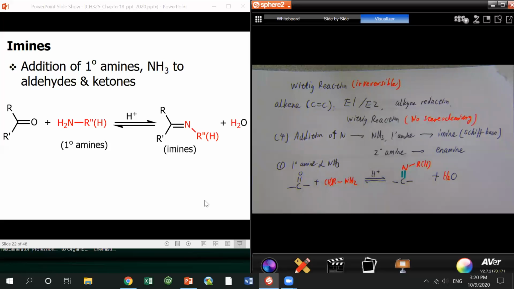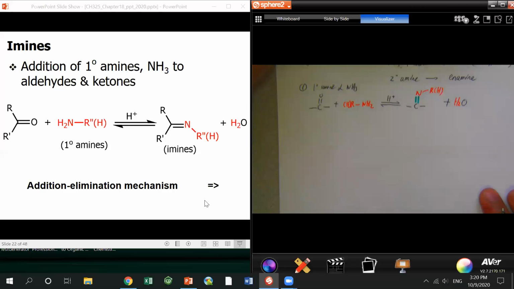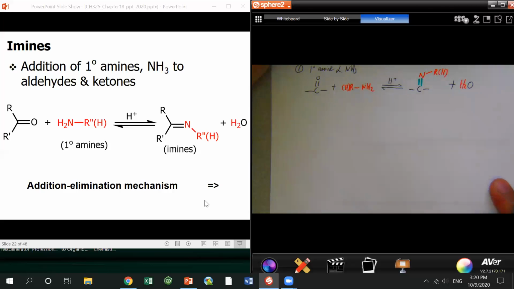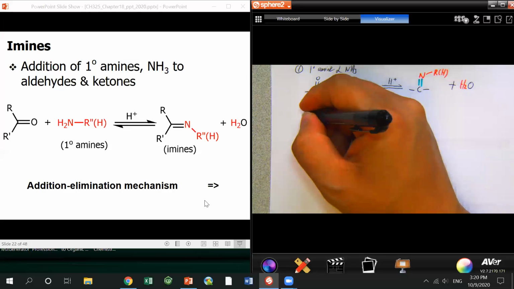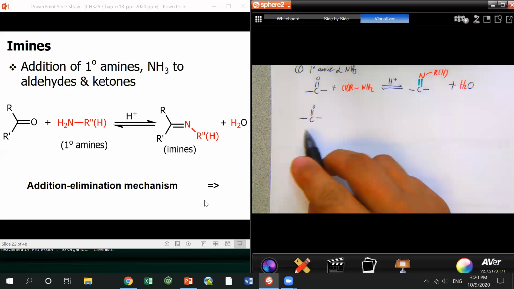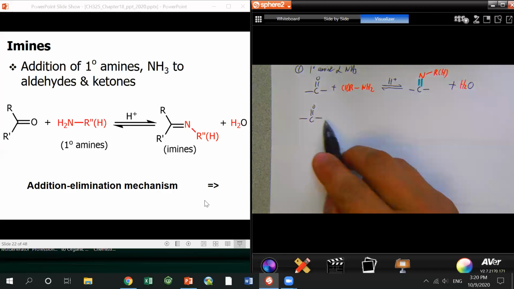For this reaction, the mechanism is a little bit complicated, so I will draw it for you, and hopefully you can follow me. This is the required mechanism. We start with the aldehyde or ketone. These two branches can be hydrogen or alkyl, it doesn't matter.